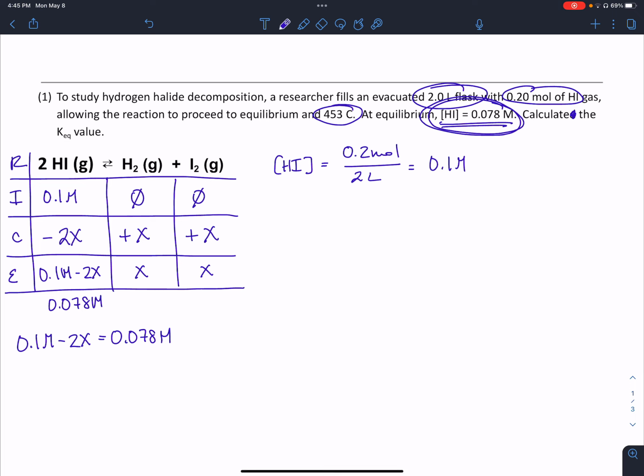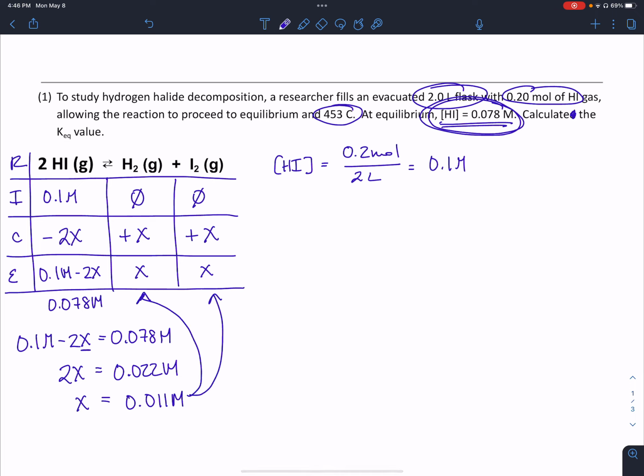These types of problems, this can happen too, where you're actually given one of those amounts. So what I'm going to do is use this to solve for x. I end up with 2x equal to 0.022 molar. Divide both sides by 2, and I find that the change is 0.011 molar. So this X is this value and this value. In reality, let me slide these down a little bit. This is 0.011 molar at equilibrium, and this is 0.011 molar at equilibrium.